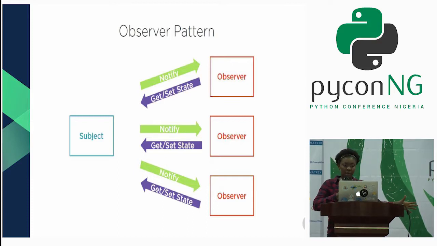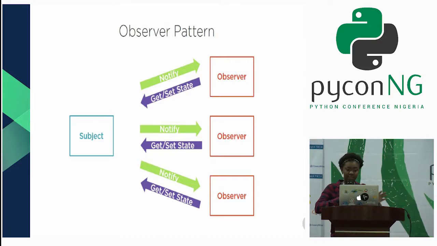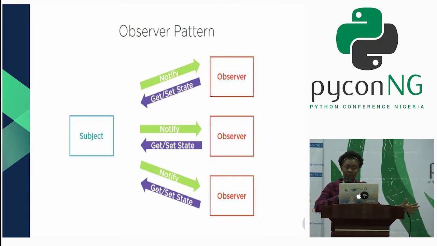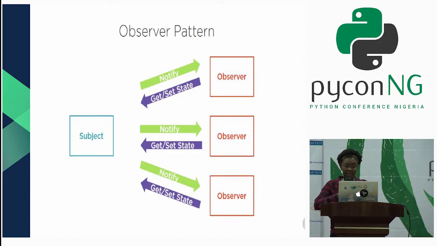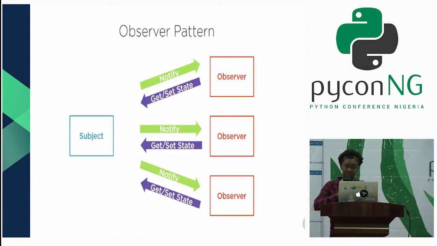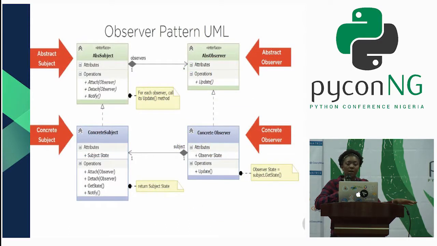Now, using the example I gave, this is what the observer pattern UML should look like. You have the abstract class, the abstract subject, pointing to the observer. And from there, the concrete observer will get information from the concrete subject and keep passing it on, whatever changes you make.